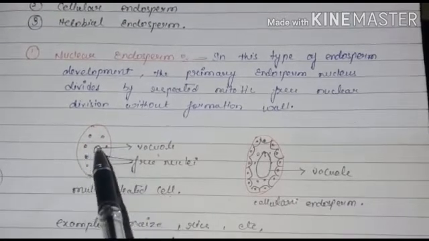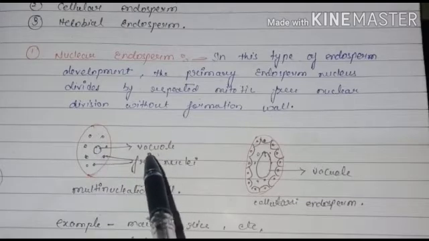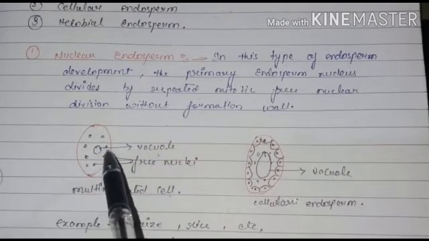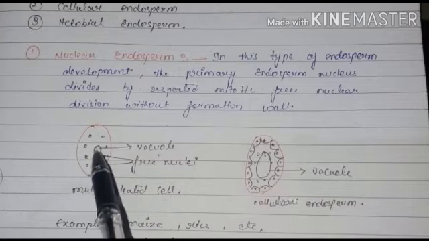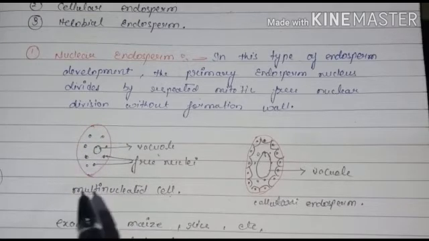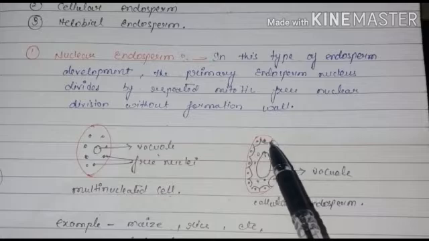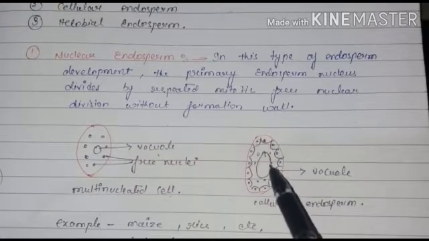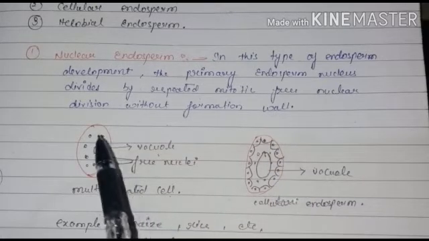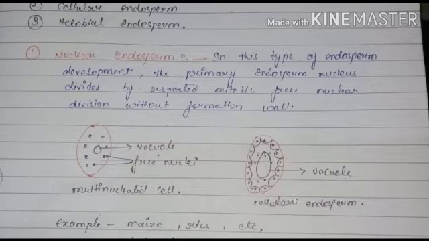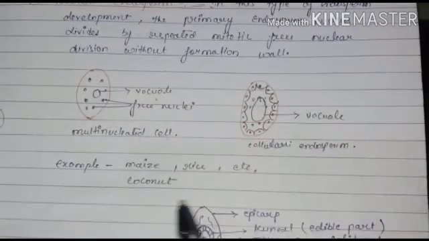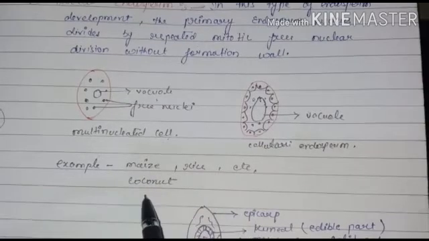So many nuclei are there, and in the middle vacuoles are there. The vacuole's work is to push all the free nuclei towards the peripheral side. Whenever they reach the peripheral side, the formation of cell wall occurs, and the vacuole remains as it is. Nuclear endosperm is found in cereals. Examples are maize, rice, coconut, etc.